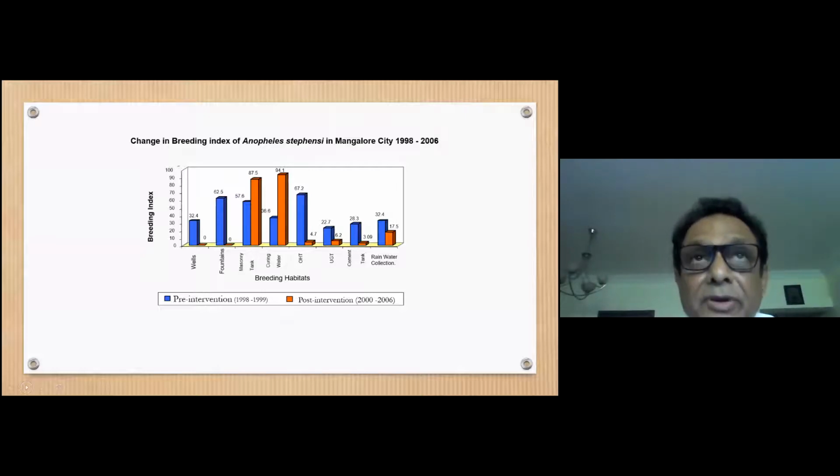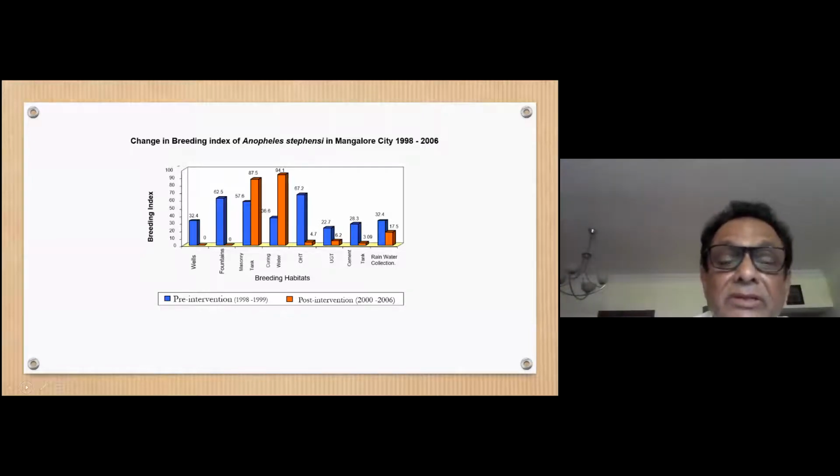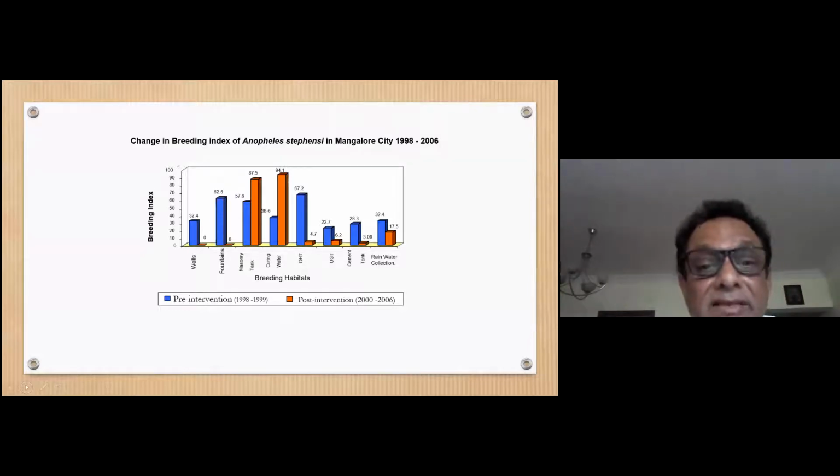Now, you can see that we have done a lot of work in Mangalore city in Karnataka. If we eliminate malaria in Mangalore city, I think we can eliminate malaria from the state of Karnataka at the earliest. You can find wells, fountains, and masonry water at building construction sites, and then curing water. These two sites are contributing the maximum. Even after the intervention, they have increased in number and size. So these two things in building constructions have to be taken into consideration.